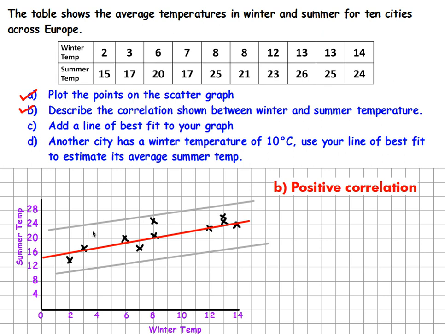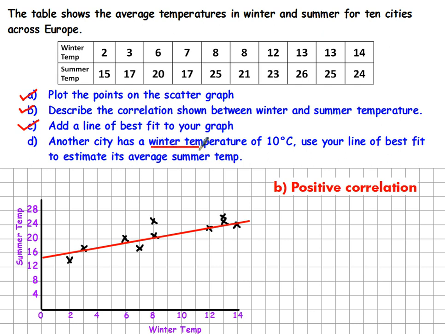And to finish up, I'm just going to rub out my guidelines because I don't want the examiner to think that I was drawing 3 different lines of best fit. So there we go, those guidelines have gone, and I have now added my line of best fit. Another city has a winter temperature of 10 degrees. Use your line of best fit to estimate its average summer temperature.